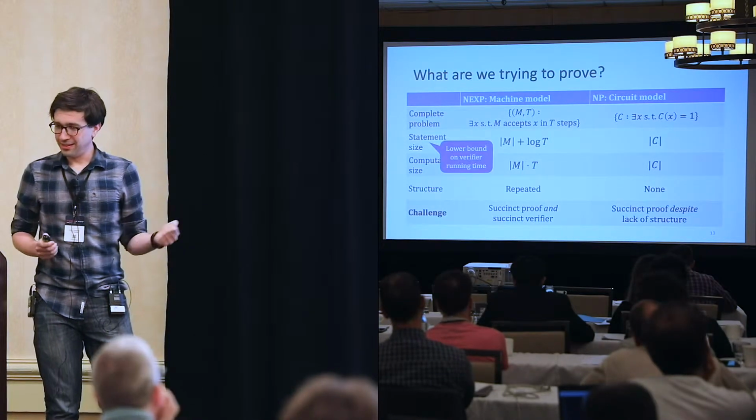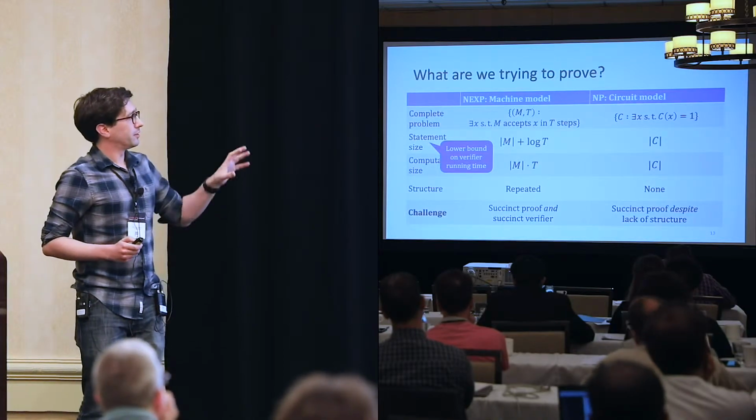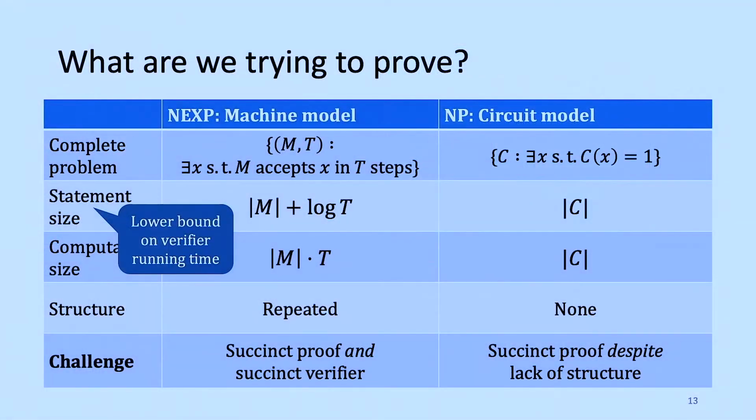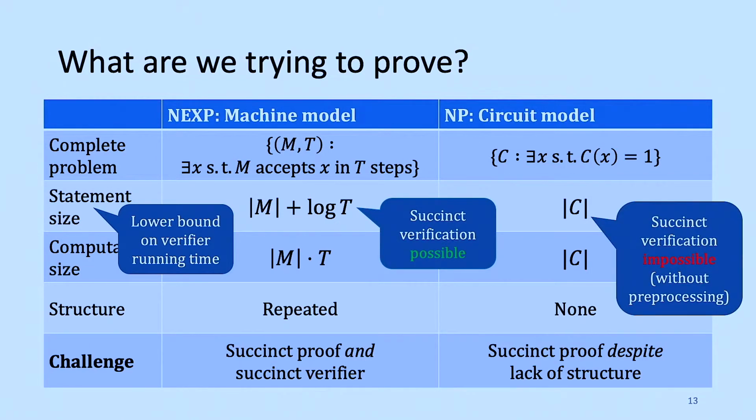So just to make this very clear, the statement size is a lower bound here on the verifier running time. We're assuming that there's no pre-processing step. This is the model that we're working with, which means that in the machine model, succinct verification is possible, whereas in the circuit model, it is not possible, unless you do pre-process. OK.